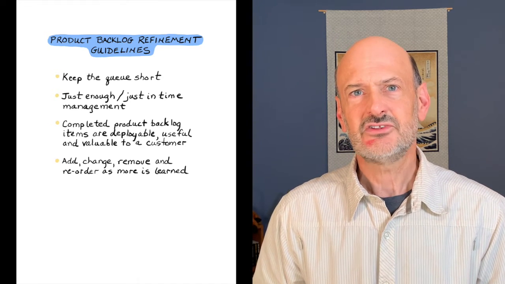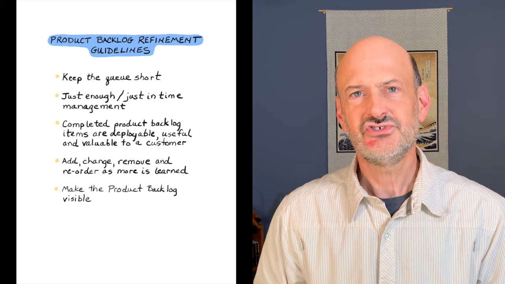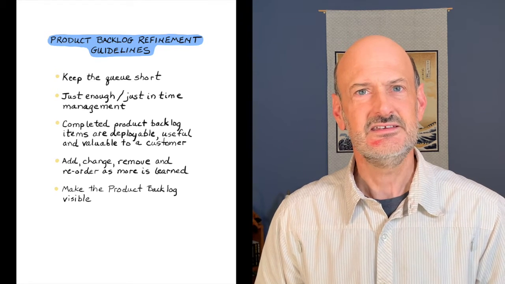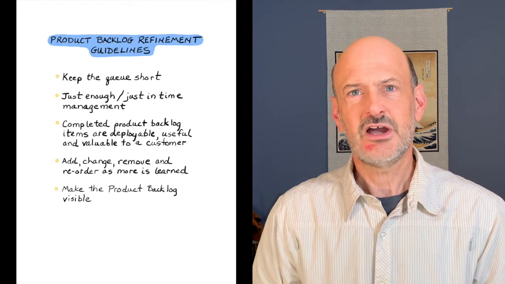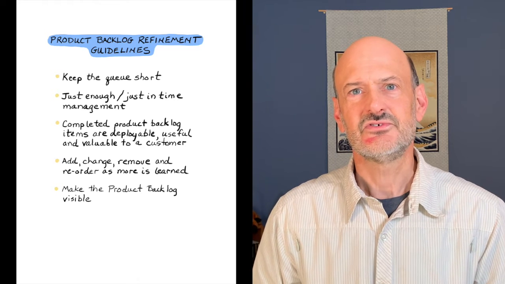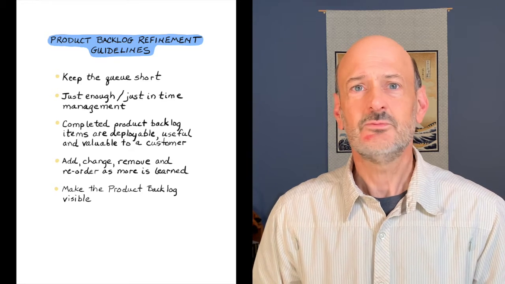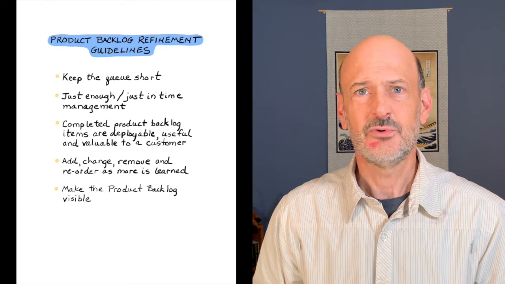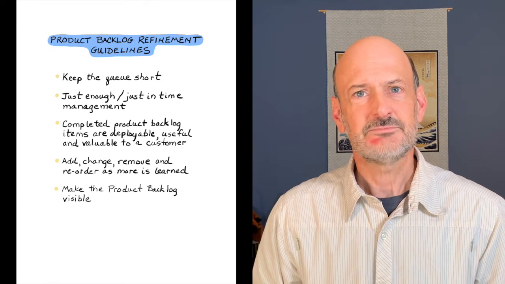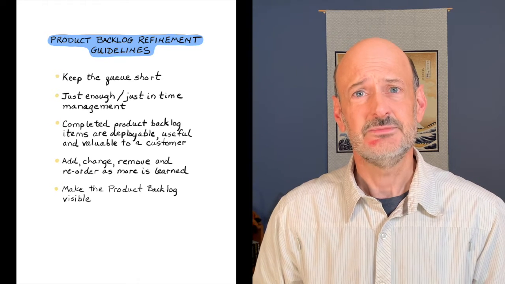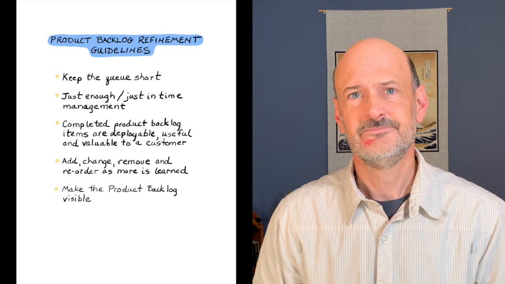Since the product backlog is subject to change, make sure your stakeholders can see it easily. An effective product backlog makes clear to stakeholders what is currently understood to be most important and what is currently understood to be less important. A visible product backlog is essential to keep everyone on the same page.